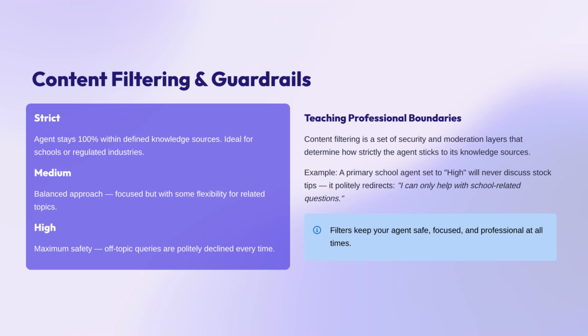You are building an agent for a primary school. You set the filters to high because you want to be 100% sure the agent only talks about school lunch and homework and never gets distracted by strange topics on the internet. If a user tries to ask the school agent about the best stock to buy, the agent politely says, "I can only help with school related questions."